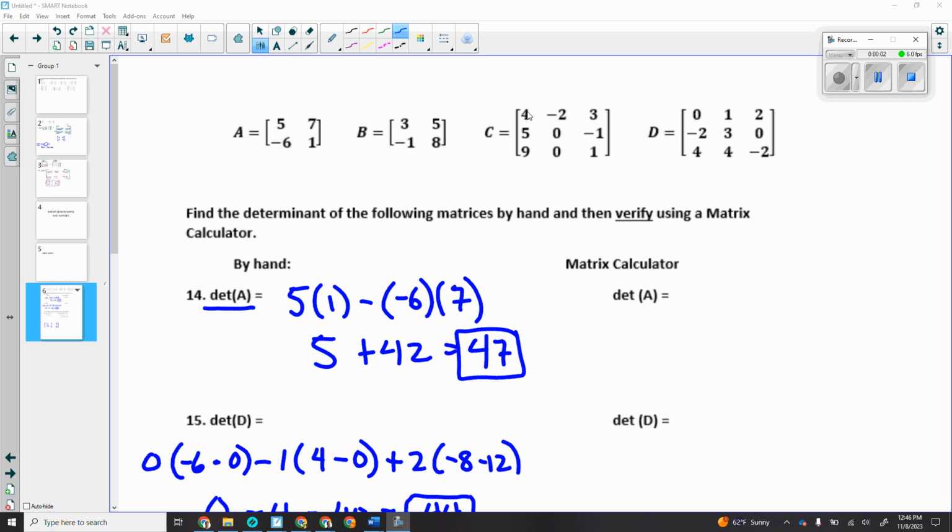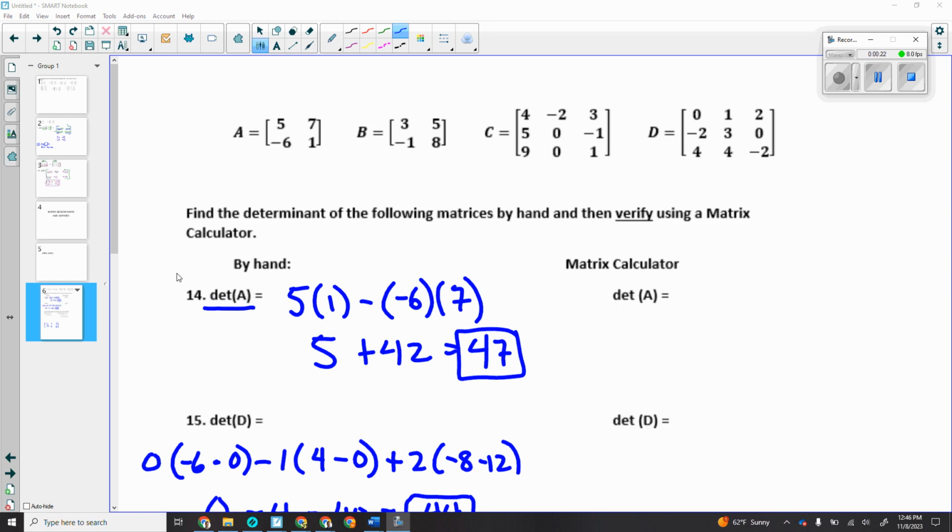In this video, we're going to show you how to use the matrix calculator that Desmos provides online. All right. So in this little worksheet, it asks us a couple things. First off, it gives us 4 different matrices. A couple are 2 by 2 and a couple are 3 by 3. And it asks us first off to find the determinants of matrix A and matrix D by hand.